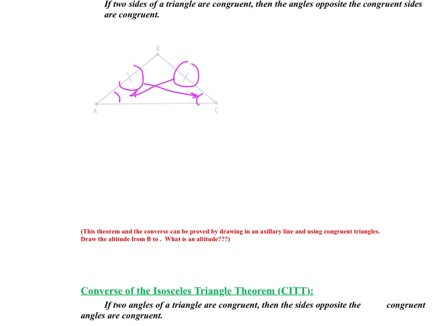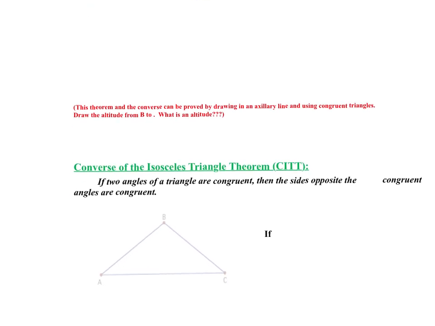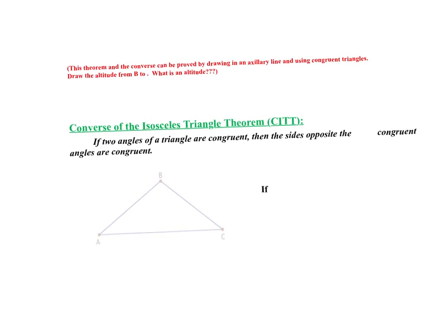So the converse of the isosceles triangle theorem says if two angles of a triangle are congruent. So in this case, if angle A is congruent to angle C, then the sides opposite those two angles are also going to be congruent. So AB is going to be congruent to BC, or CB. Let's write it CB to stay consistent with my ordering.